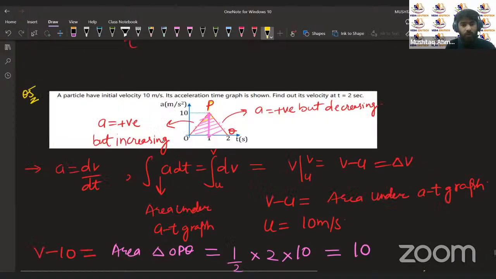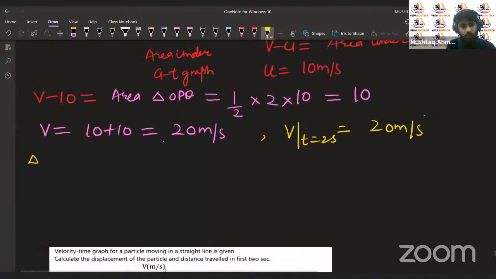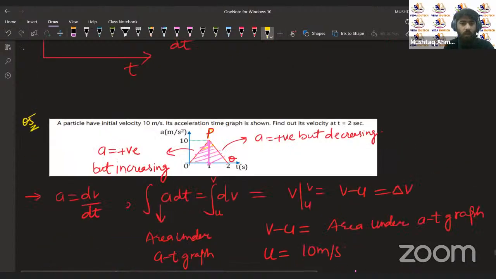Suppose the question asks us the velocity at t equal to 1 second. If we have to find the velocity at time t equal to 1 second, then we'll once again use the same concept, but now the area will be only because of this triangle, from this to this, because we have to calculate the area between 0 to 1 second. So we'll be calculating only this area, right?